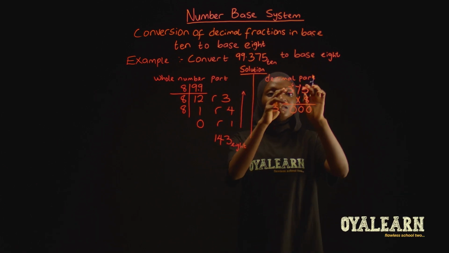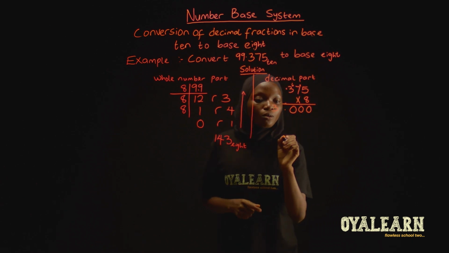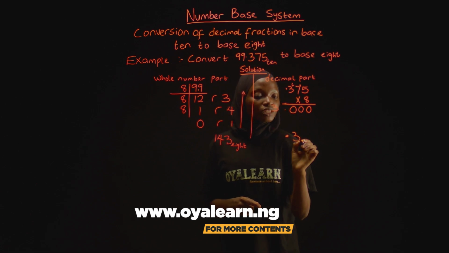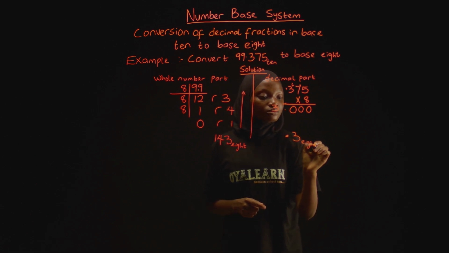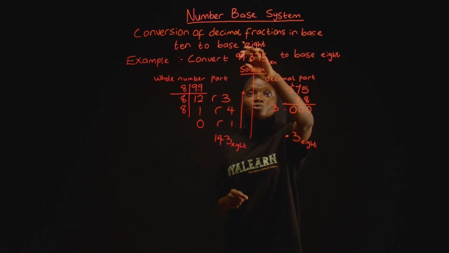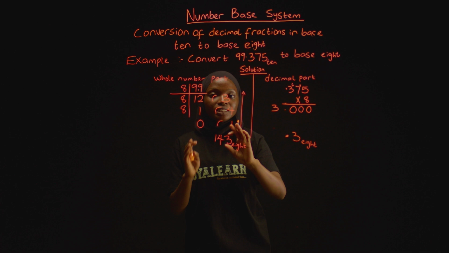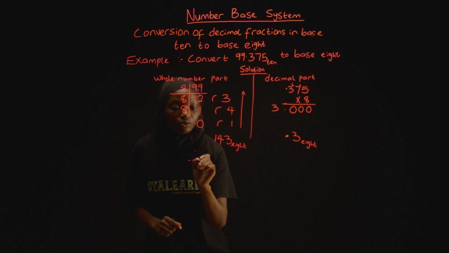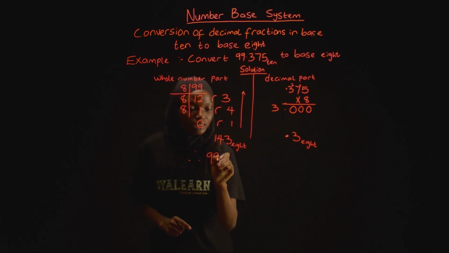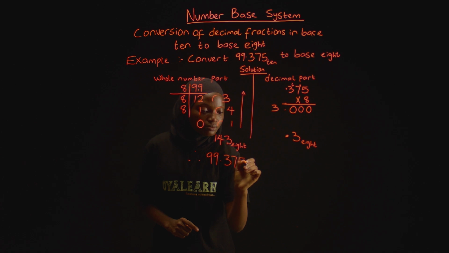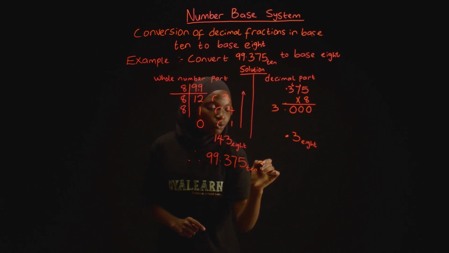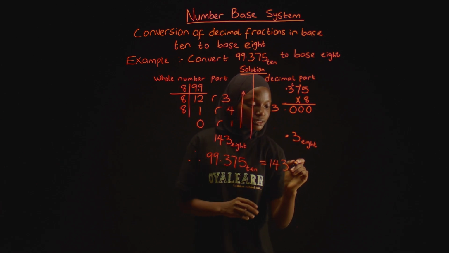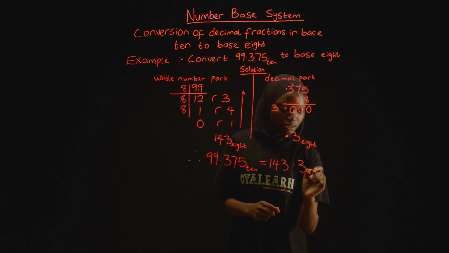And 0.375 in base 10 will be the same thing as saying only the digit. Since this is only 1, 3 in base 8. And to find our final answer, we combine the results we have for the whole number and the result we have for the decimal part. Therefore, our 99.375 base 10 equals what we have here, 143.3 base 8.